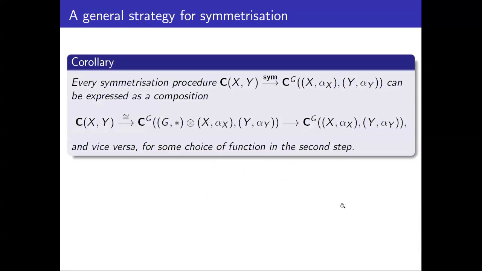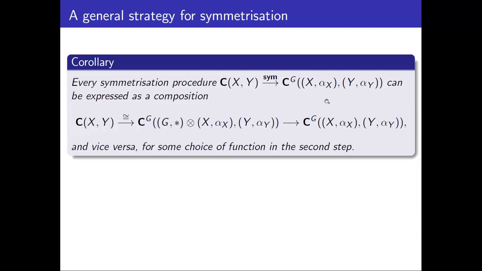Great. What's the consequence of this for our purposes? So the main consequence is that every symmetrisation procedure as we've defined it can be expressed as a composition of these two steps here. Remember, a symmetrisation procedure takes as input a morphism from X to Y, and it produces a morphism from X to Y that is equivariant with respect to alpha X and alpha Y. It's just any function that has that form.